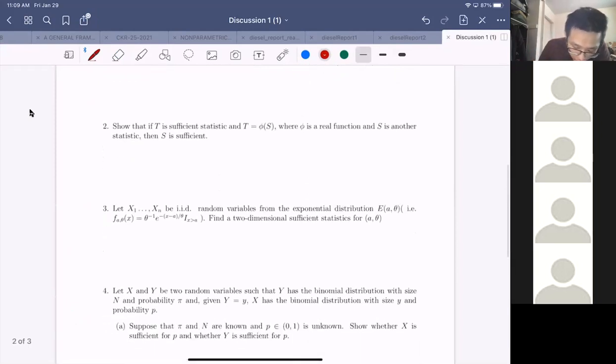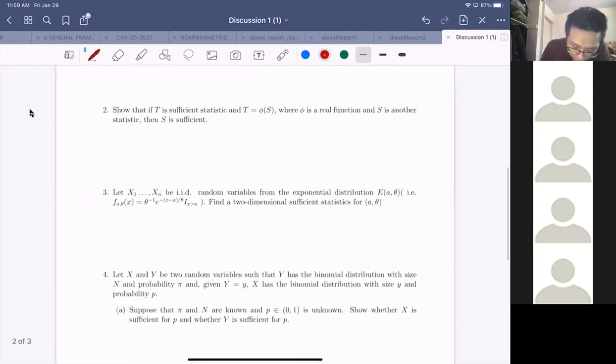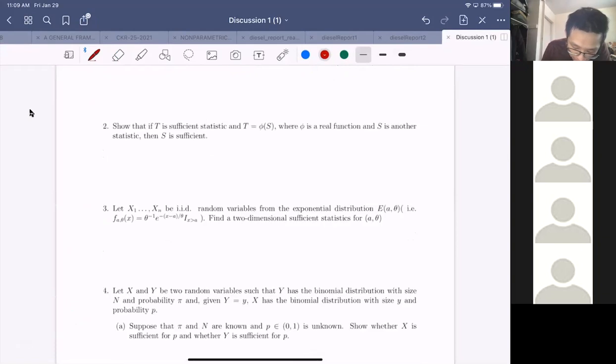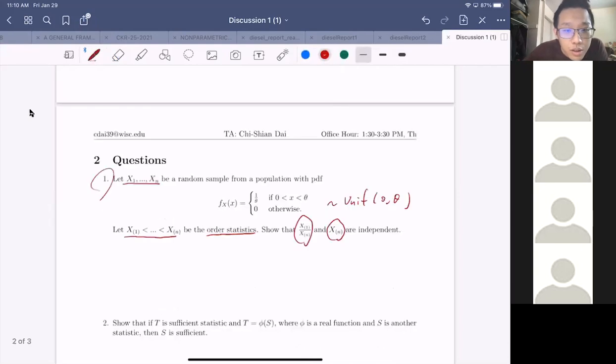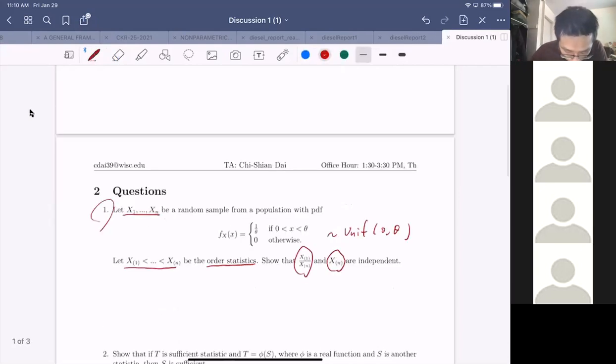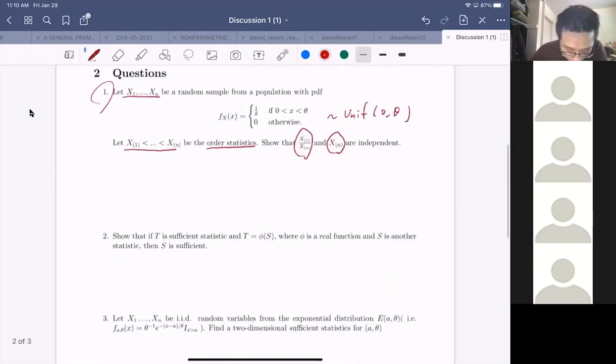In the second one you have a sufficient statistic. How about you do question 1 first, and then we do the rest, the sufficient statistic question. Okay. So I'll give you around 5 minutes to solve question 1.